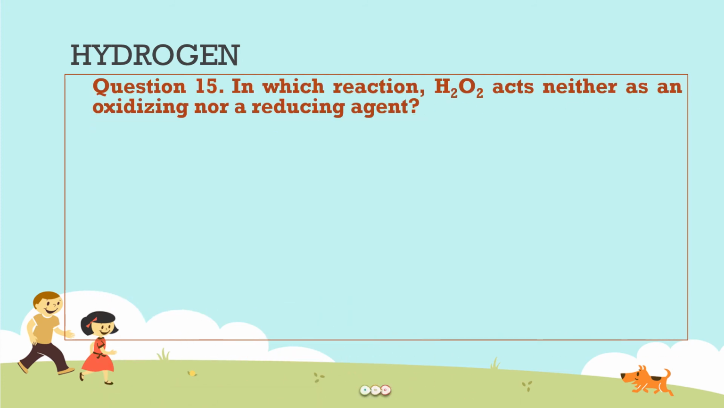Moving on to question number 15, in which reaction does H2O2 act neither as an oxidizing nor a reducing agent? PbS plus H2O2, sulfite ion plus H2O2, PbO2 plus H2O2, and Na2CO3 plus H2O2. For this, obviously you have to learn the reactions of hydrogen peroxide, and not only the reactions given in the chapter hydrogen, but there are so many reactions of hydrogen peroxide even in the other chapters of inorganic chemistry. So you will have to compile all of them and learn all of them.